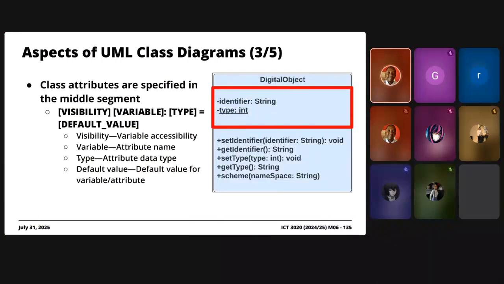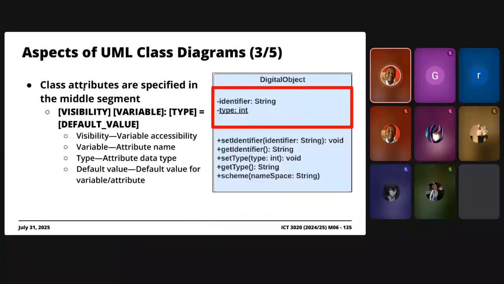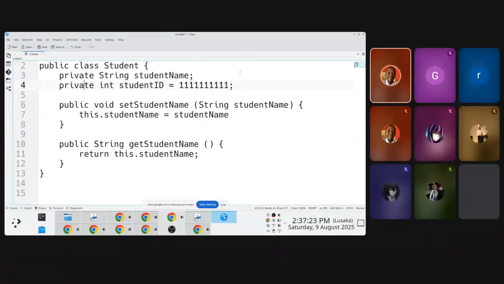What else? The type of the variable, the data type. Data type is string, int, right? Variable name, student ID, right? Visibility, private, right? These are for variables. Default value as well, where applicable. In some instances, you provide default values.